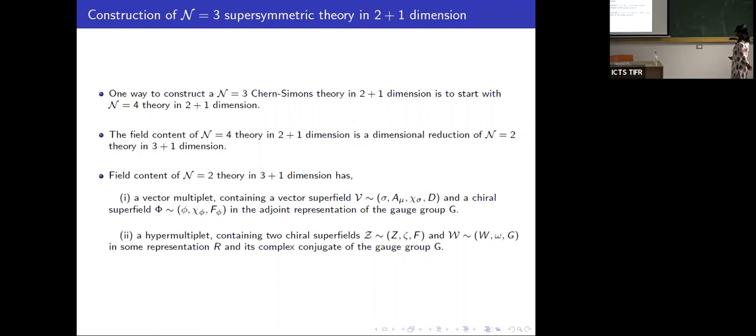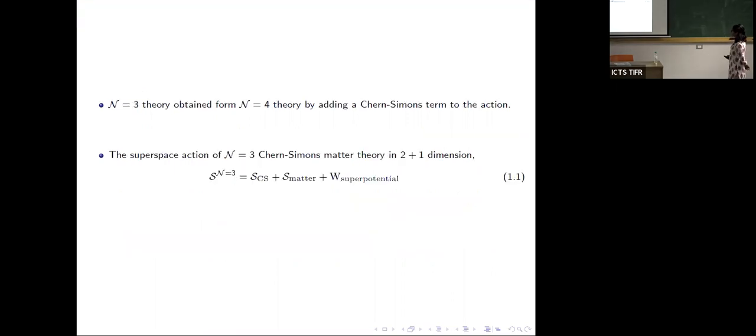So if Z is in representation R of the gauge group G, W will be in the representation R bar of the gauge group G. Okay, so this is the field content of the N=2 theory in 4 dimensions. And now, obtaining the N=3 theory from this N=4 theory is done by adding a Chern-Simons term to the action.